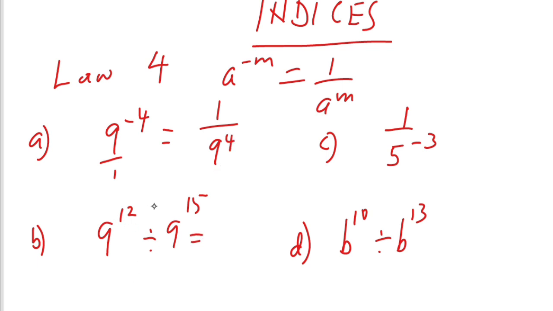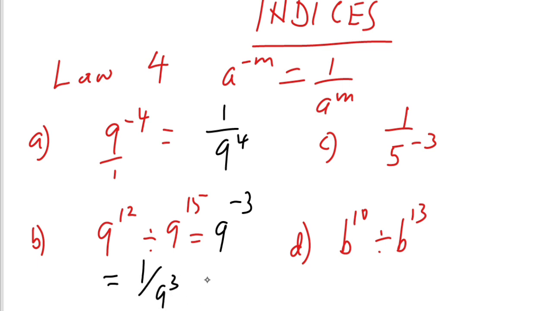As for this one, 9 to the power of 12 divided by 9 to the power of 15. We said if it's division, you subtract those two powers. Let me use another color, black, because I've used that color for answering the question. So this is 1 over 9 to the power of 4. If it's division, you subtract those two powers. So 12 minus 15 gives you -3. But now again, we said you do the reciprocal of that. So you get 1 over 9 to the power of 3.